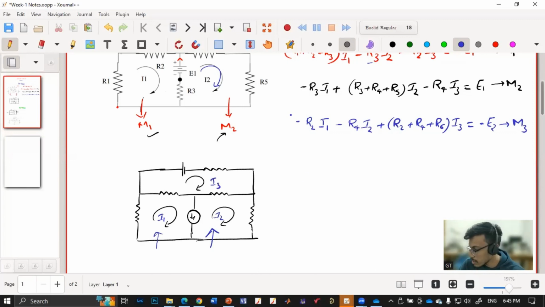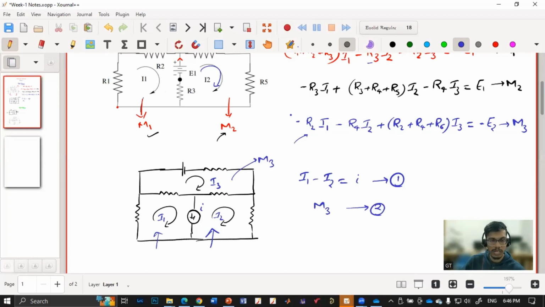But I know that, say, this is I1 and this is I2 and this is I3. I know that I1 minus I2 is small i. That is one equation. And this is a mesh M3, so in mesh M3, I'll apply KVL. Whatever I have applied here, I'll be getting another equation.